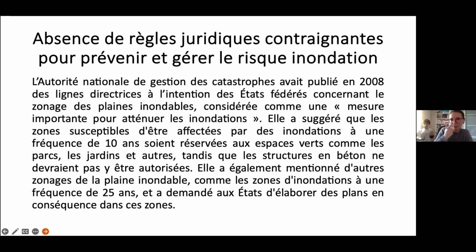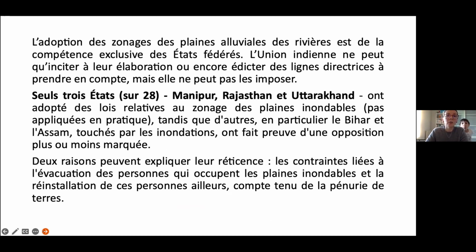So in India, the problem is that there are no legal rules that are restrictive to get the states to prevent and manage the risk of flooding. And the federal state doesn't have the authority to make sure that the area is developed and to impose pricing when it comes to the flood plains, the alluvial plains. So there are 3 states out of 28 that are going to adopt laws on zoning.